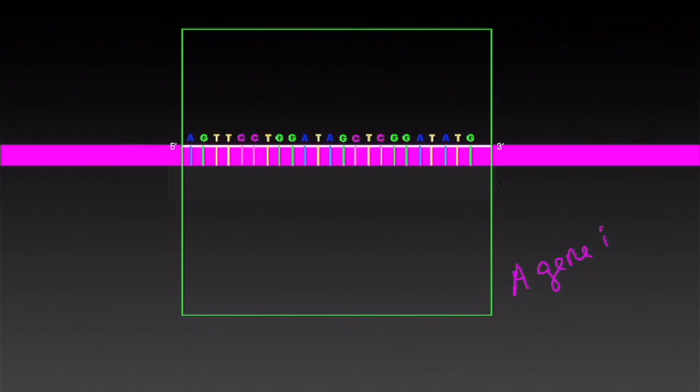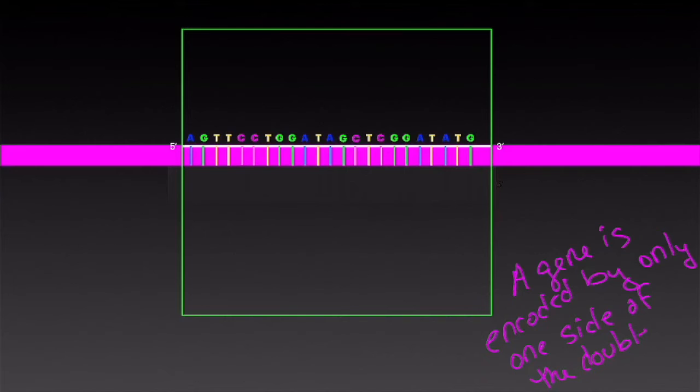I'm going to write that down. Okay, so that's a gene, any one gene. This particular insulin receptor gene is only encoded by one side of that double helix. So this gene, okay? That doesn't mean all genes.